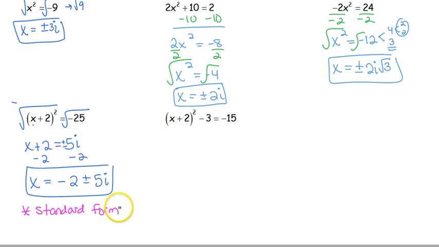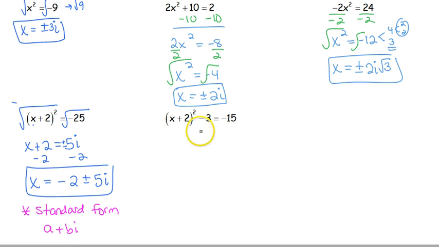When you are writing complex numbers, they must be written in standard form. Standard form is where the number comes first and your i component comes second. So that's a plus bi, which we're going to look at again on the next page.